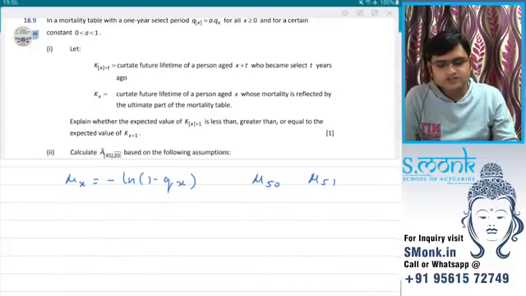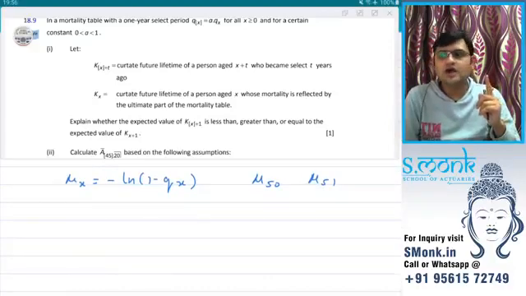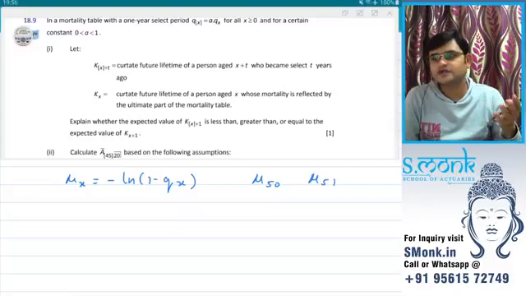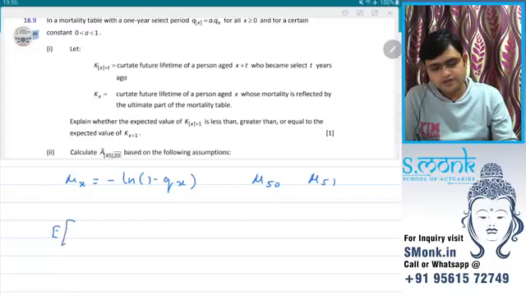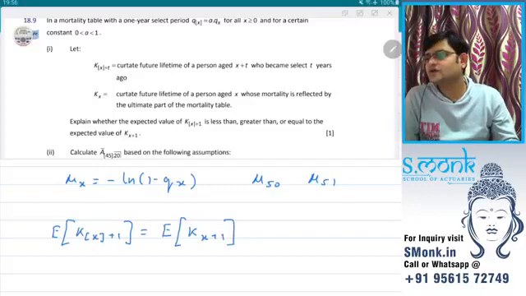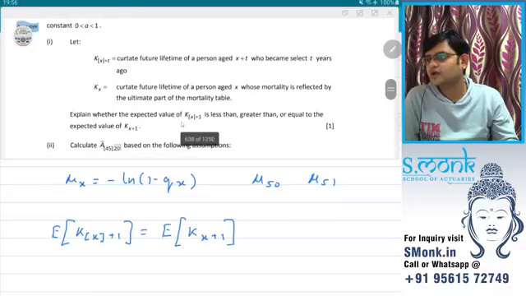Now because the select period is 1 year, we know after the 1 year select period, the effect of select period goes away. So therefore the expected value of K select x plus 1 will be equal to the expected value of K x plus 1, because in 1 year the effect of select goes away.